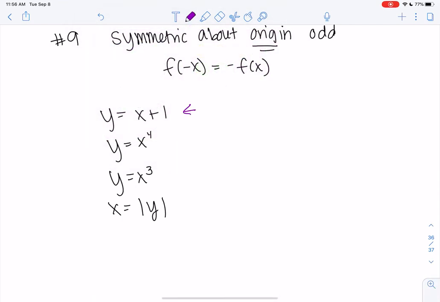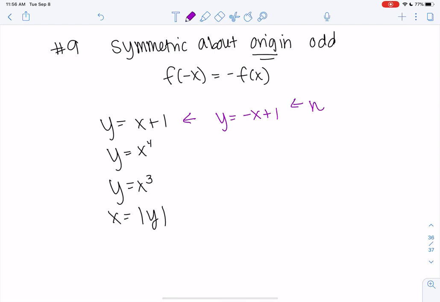So in the first one, if I plug in negative x, do I get the opposite function? No, the plus 1 kind of throws it off. So this one's actually a neither. The next one, negative x all to the fourth, would just be x to the fourth, which means this one's actually even, so it's not symmetric about the origin.